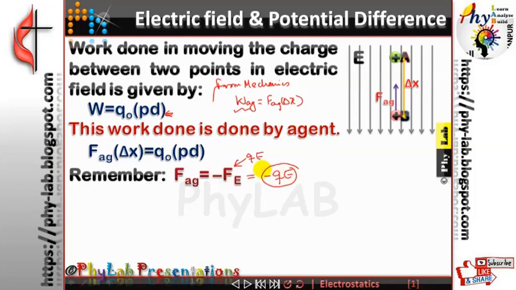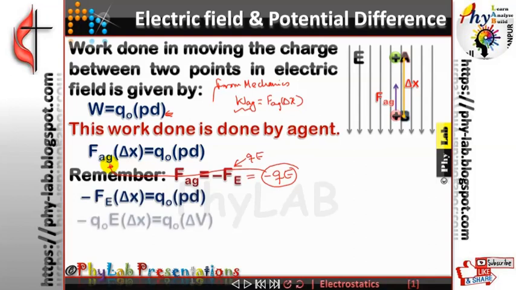So what I am going to do friends, I am going to substitute this force over here. So this becomes force applied by the agent, Fe, into delta x, into Q naught, into PD. Now the force was minus QE, substituting it over here, it becomes minus Q naught E into delta x into Q naught into PD. Now what is PD? PD happens to be the potential difference between the point A and B.